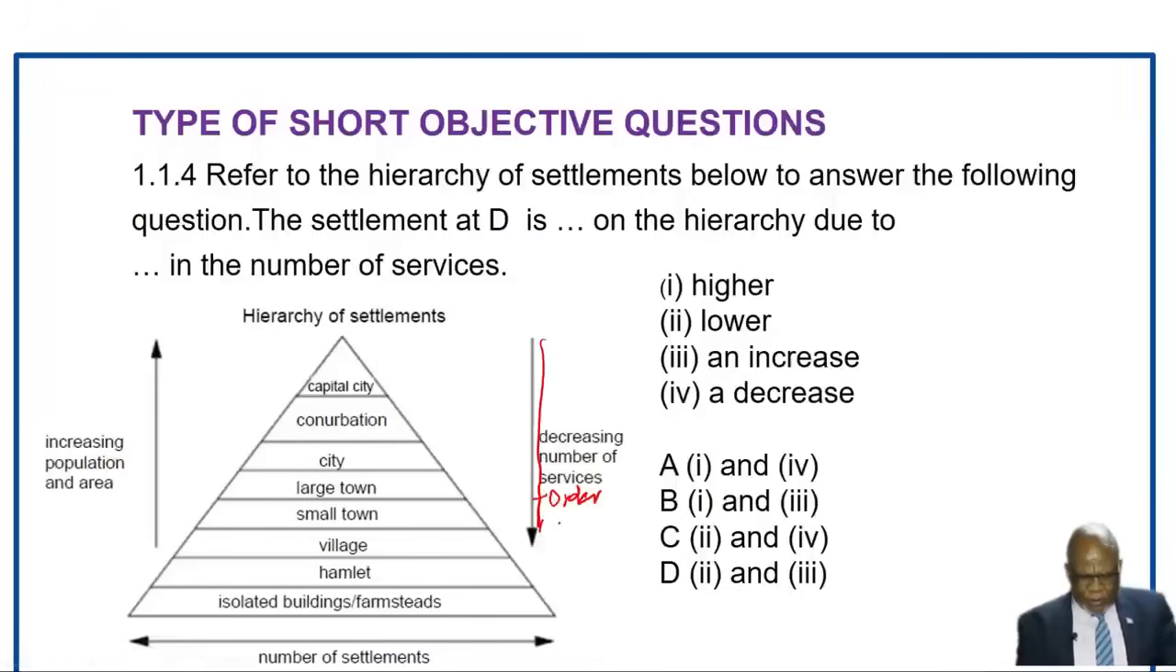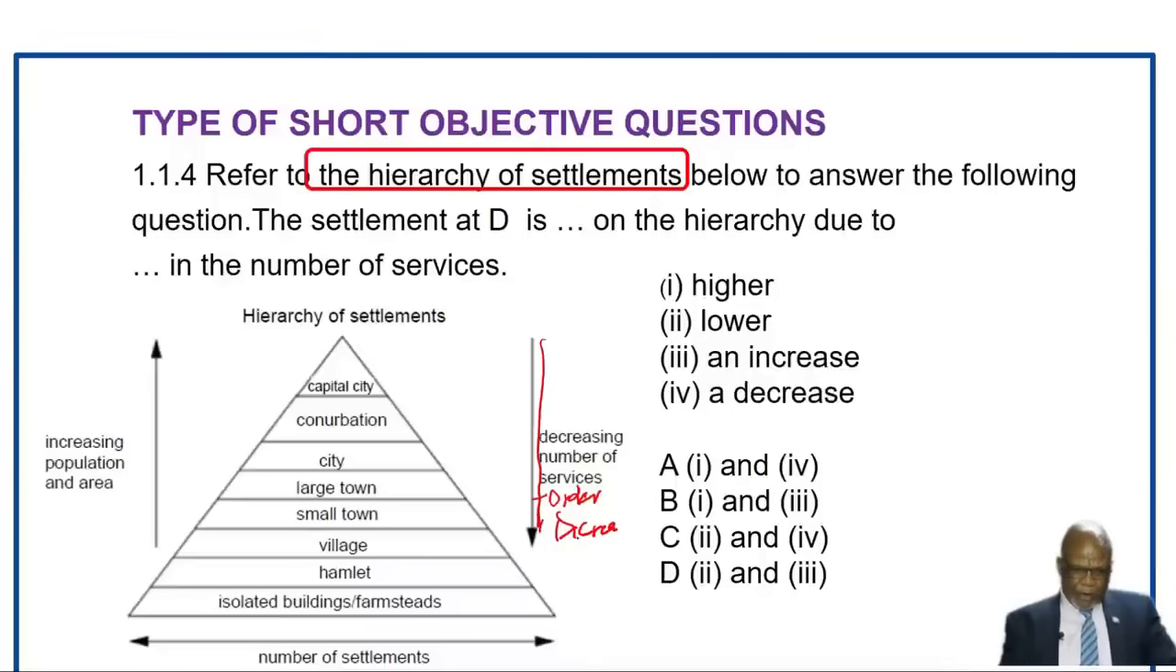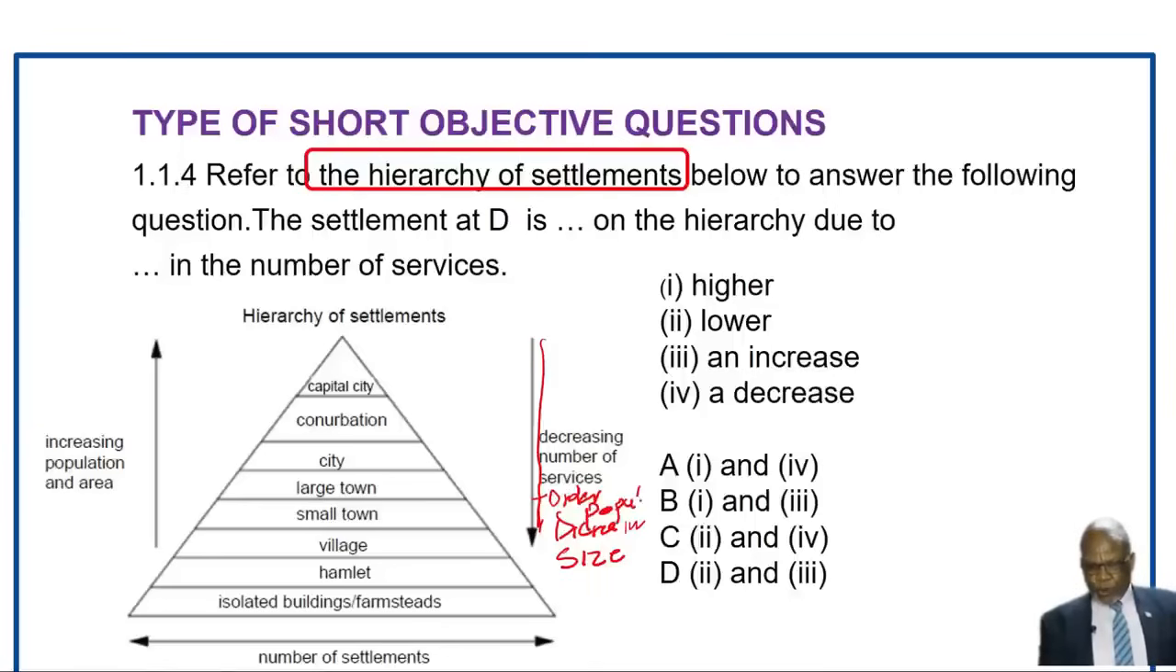Also, what is happening here? There is a decrease in population because the settlements are becoming smaller. Because the settlements are becoming smaller, there's also going to be a decrease in population, and a decrease in size. So number one is the order of goods and services. Population is going to decrease when you go down, and the size is also going to decrease.